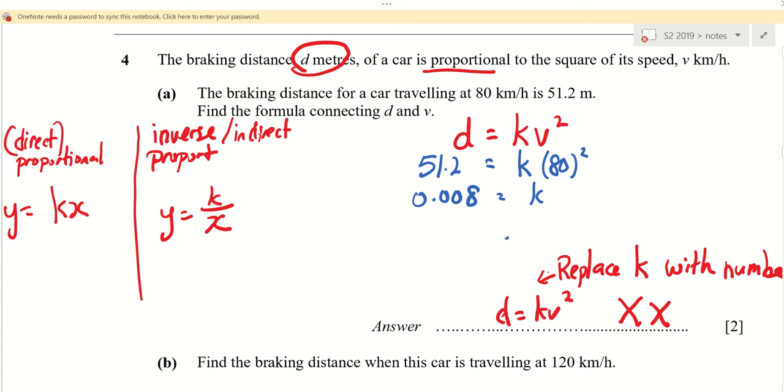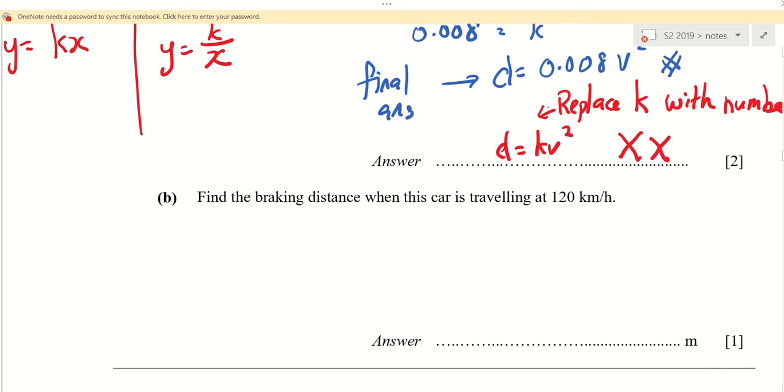You must know that you must replace k with a number. Then this is your final answer. Press your calculator. 51.2 divided by 80 square. Press. Can press? Good. If you go through like that, and in the exam you still cannot do it, I also don't know how to help you already. Okay. Now, done. Then, 2 marks, you got it.